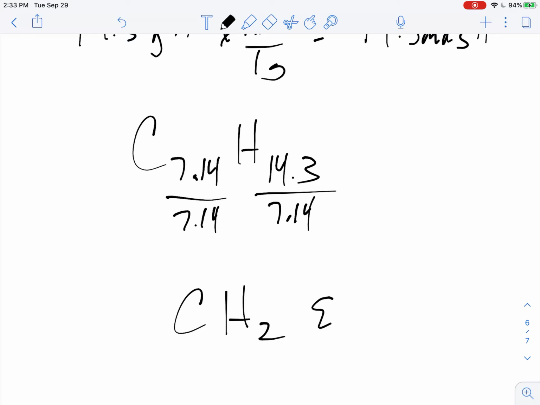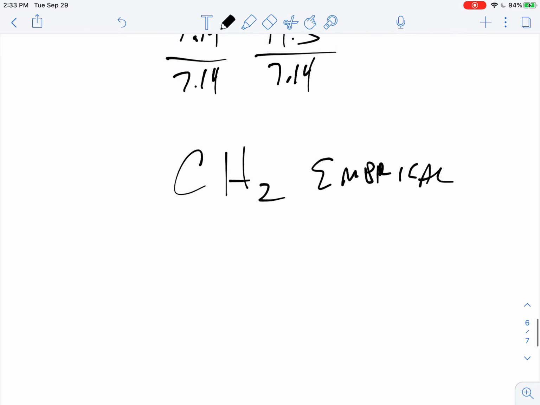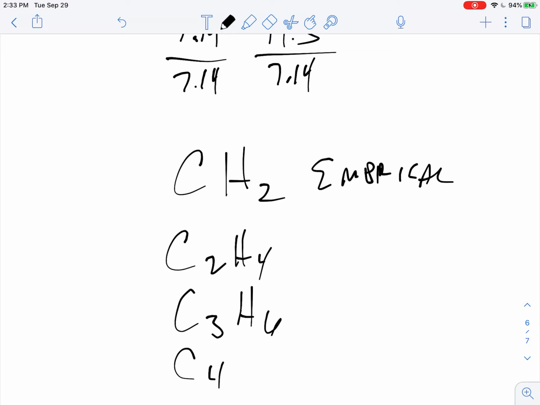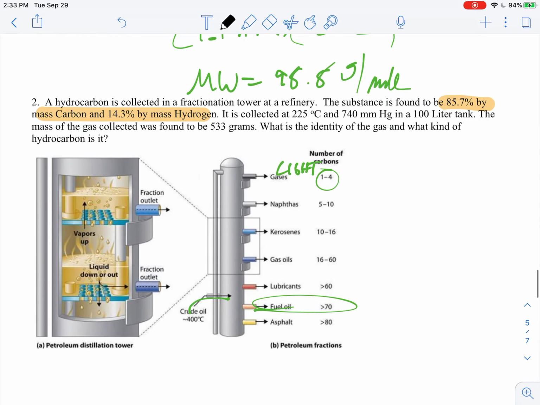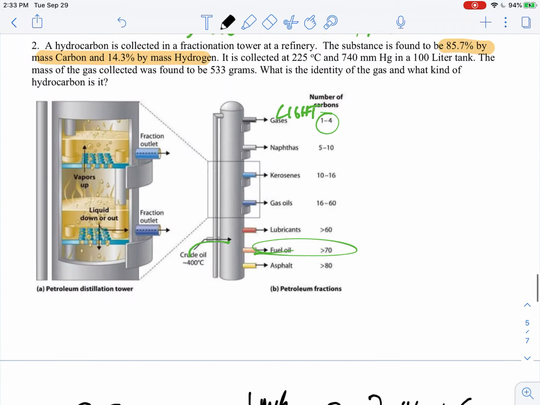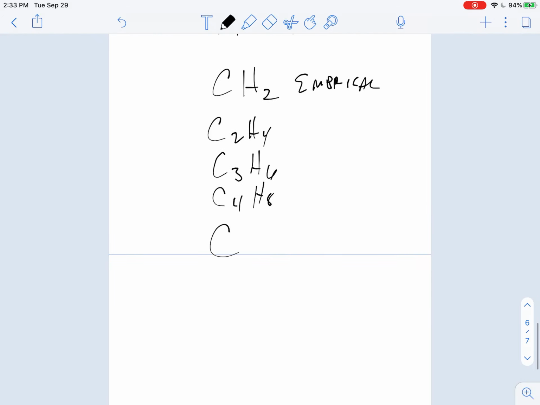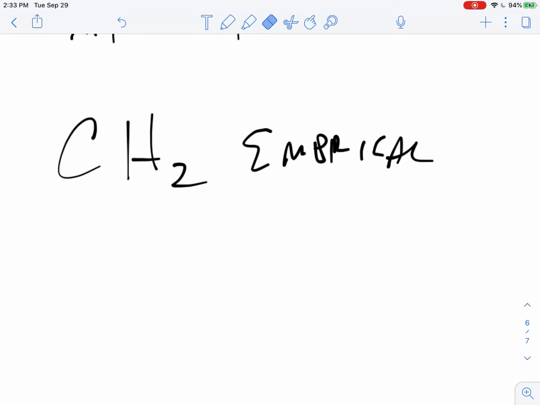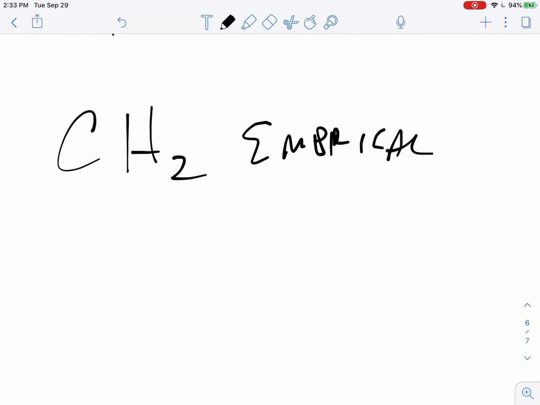Now, remember, that's empirical. So it could be CH2. Actually, it can't because you can't draw CH2. But it could be C2H4. It could be C3H6. It could be C4H8. Heck, knowing this tower that's up here, if it's in the fuel oil area, it could be C70H140. Nothing is stopping it. So the question becomes, which of these is it? And I won't know until I know a little bit more past the empirical formula.